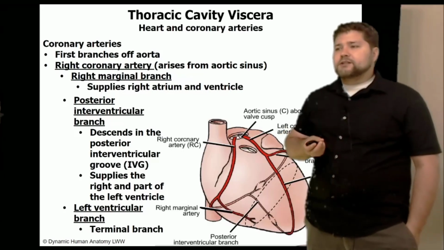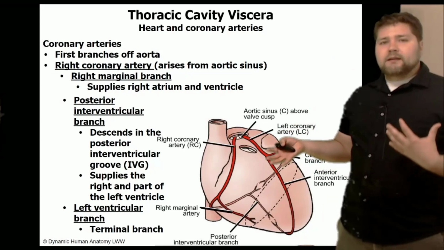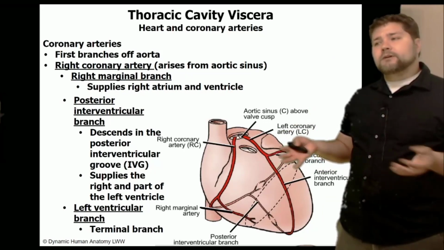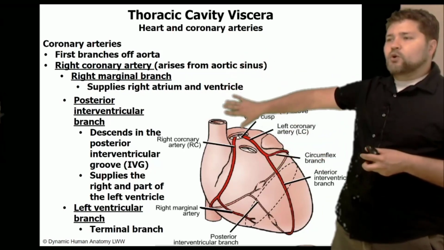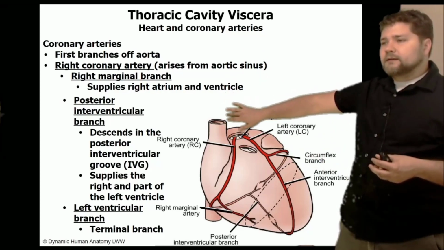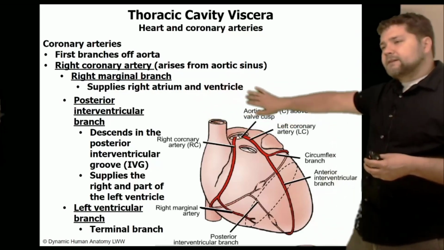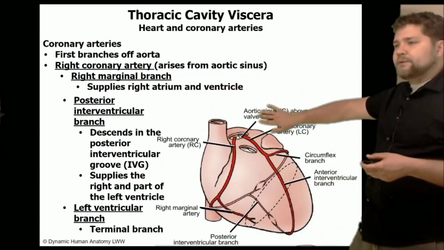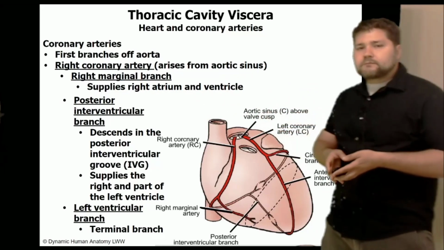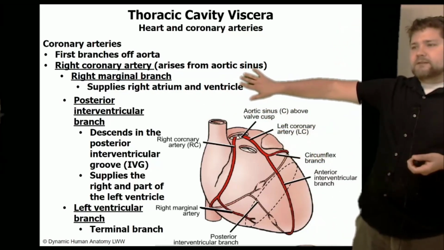So I mentioned that they branch off the aorta, and the easiest thing is they branch off the corresponding cusps for the aorta. So the right cusp has the right coronary ostia, which is an opening or exit point. So the blood for the right coronary is going to go on the right cusp. The left cusp has the left ostia, or left opening, for the left coronary. So the right coronary is going to rise from that sinus, the aortic sinus on the right side.